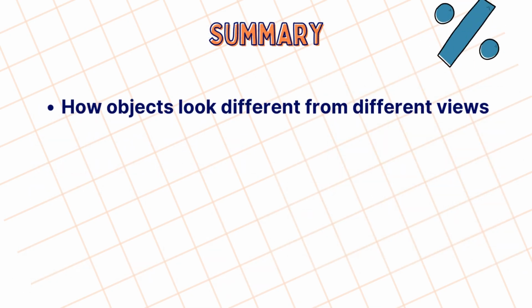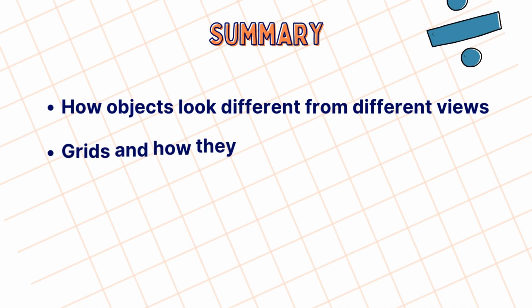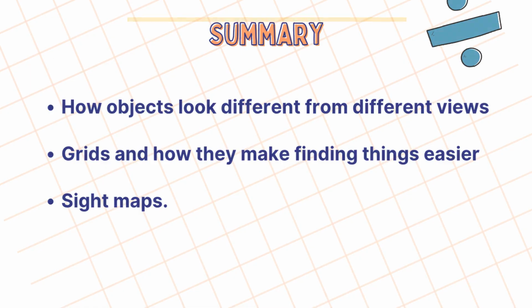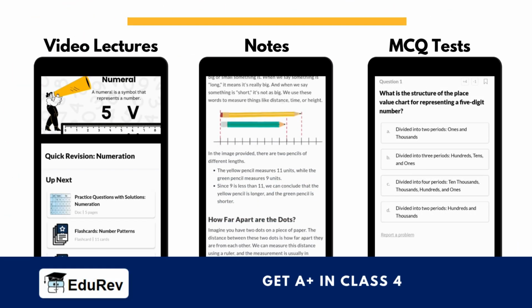To summarize, we learnt about how objects look different from different views, grids, and how they make finding things easier, and site maps. We hope that you have understood the topic.